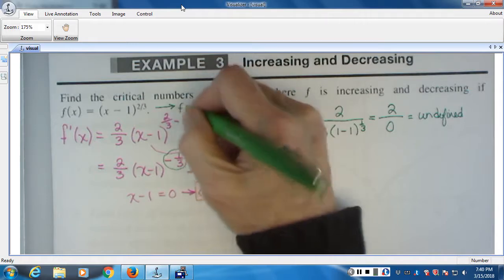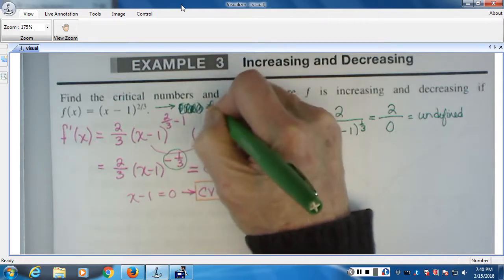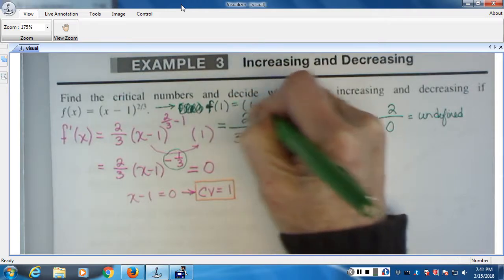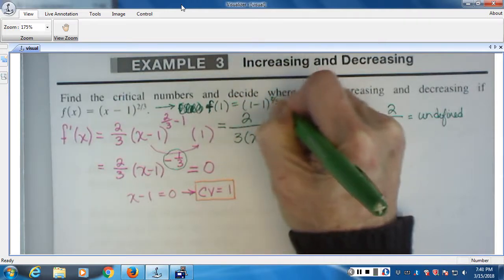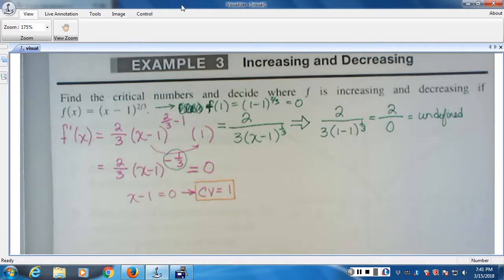Or not 0. I'm sorry. Wrote that wrong. F of 1 is equal to 1 minus 1 to the 2/3 power, which is also 0. So the function is defined at 0. That's not a problem. The function is defined, but the derivative is not. That's what I want you to remember. The derivative was not defined, because it's going to make something a little odd happen. So just remember that we found this.